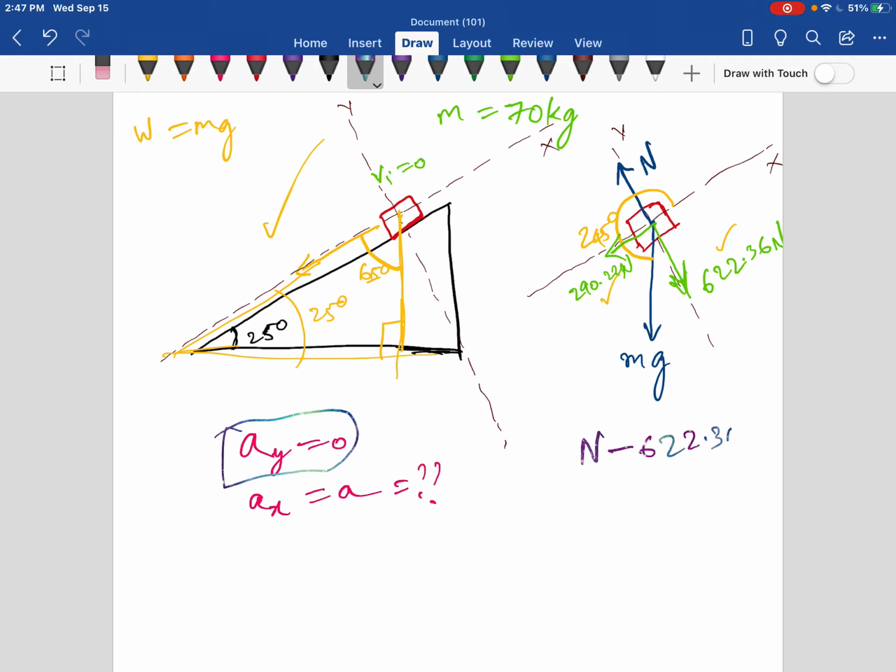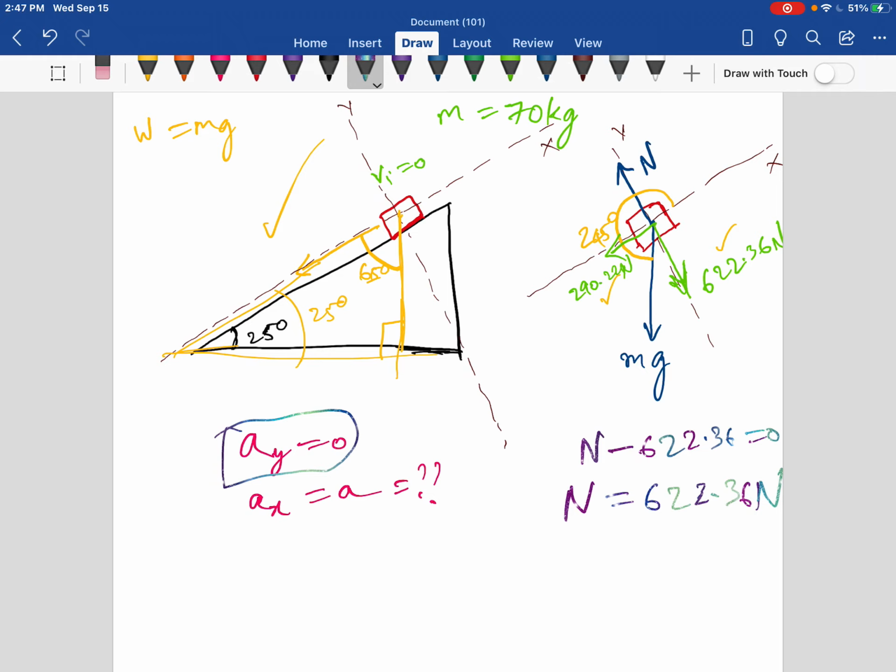So N minus 622.36 should be 0, because acceleration in the y direction is 0. So the sum of forces should be 0. From this you can actually find the value of N as well. If you add 622.36 on both sides, you're going to get N, that's it.